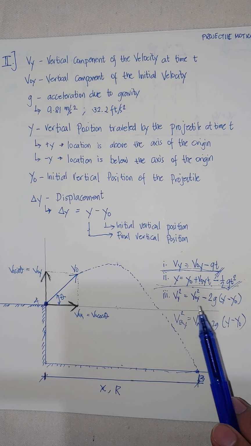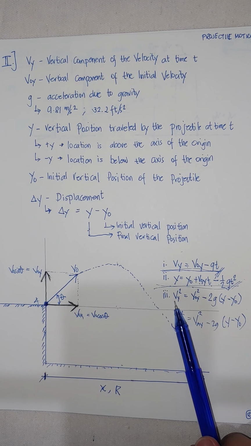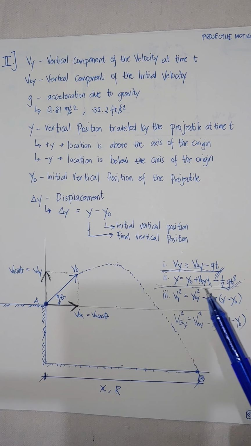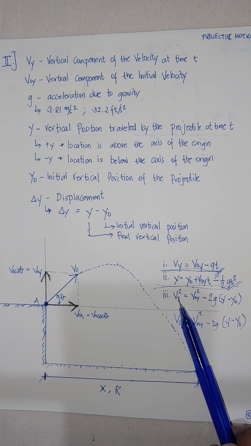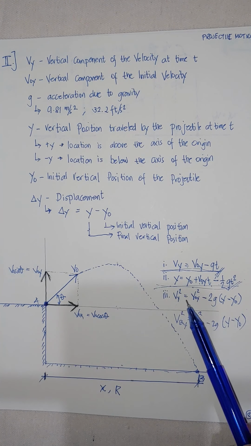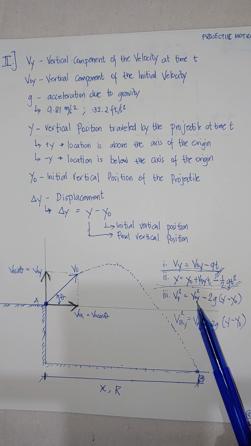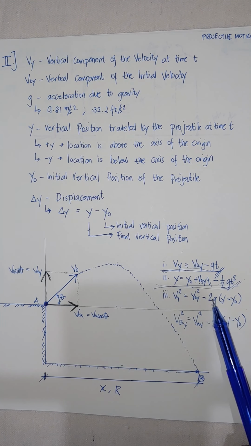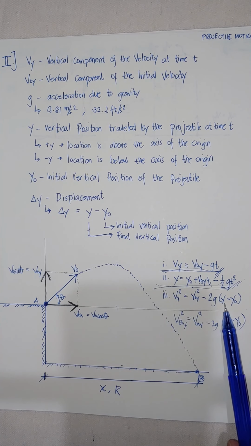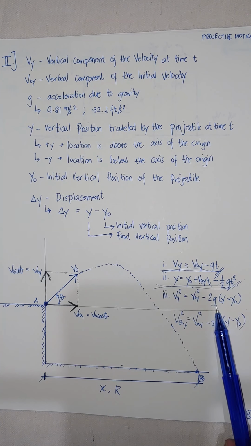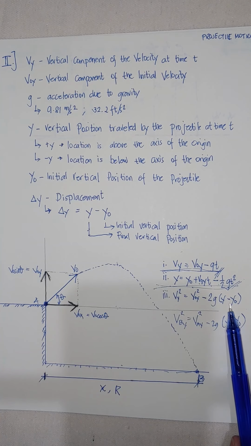So that's it. So the main thing is this is the final, or let's say the final vertical component of the velocity at time t, the square equals v naught y squared minus 2g times this one. This is the displacement, y minus y naught, or the final vertical position minus the initial position.